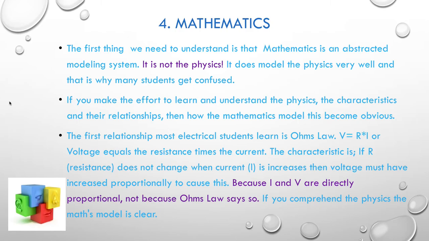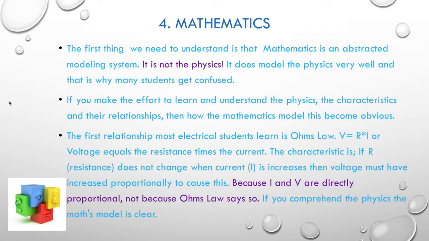4. Mathematics. The first thing we need to understand is that mathematics is an abstracted modelling system in and of itself. It is not the physics. It only represents what the physics is doing. It does model the physics very well, and that is why many students get it confused. If you make the effort to learn and understand the physics, that is the characteristics and their relationships, then how the mathematics models this actually becomes obvious.